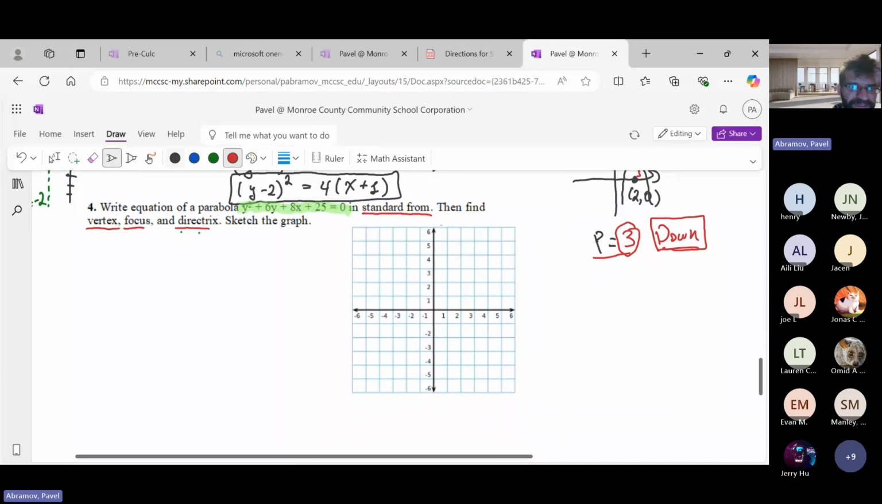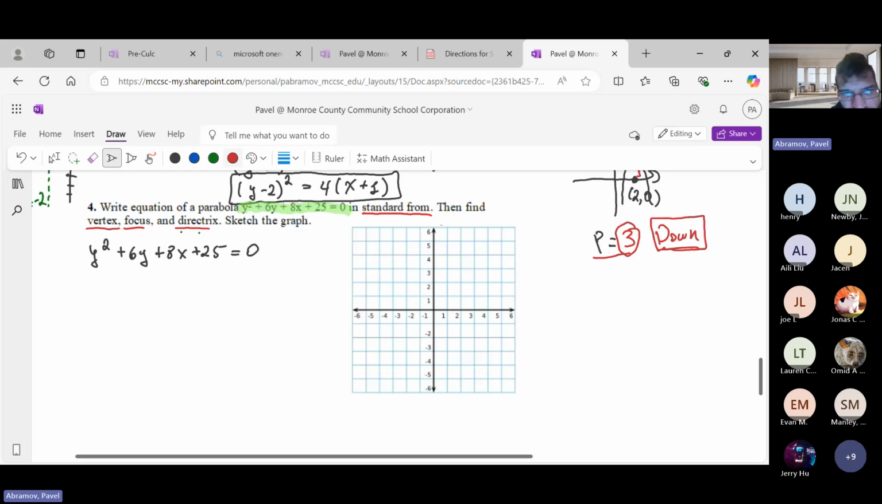Okay, so let me rewrite the equation first. So we have y squared plus 6y plus 8x plus 25 equals 0. That's what's given to us. Well, by looking at this, this is where the whole idea of completing the square comes in. That's why we had to review completing the square first. On our first day back from the winter break, we had to remember how to complete the square in order to use it for questions like this.